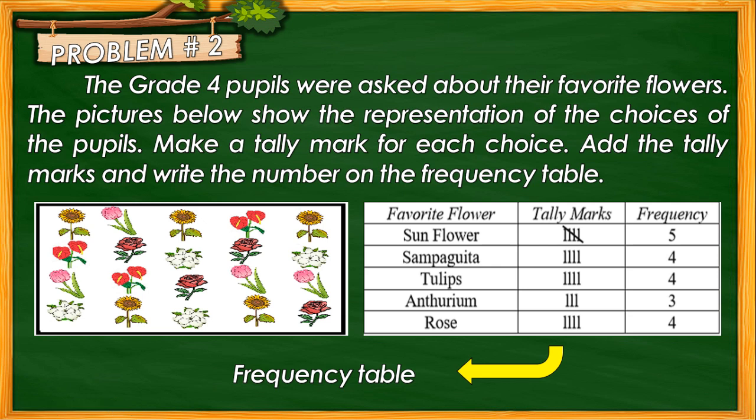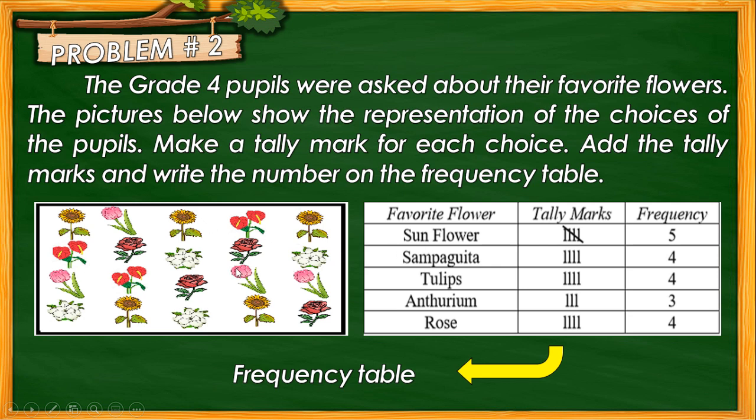Now, let's proceed to problem number 2. The grade 4 pupils were asked about their favorite flowers. The pictures below show the representation of the choices of the pupils. Make a tally mark for each of the choices, add the tally marks, and write the number on the frequency table. So this should be the frequency table. Let's count if the tally marks are correct in the responses.